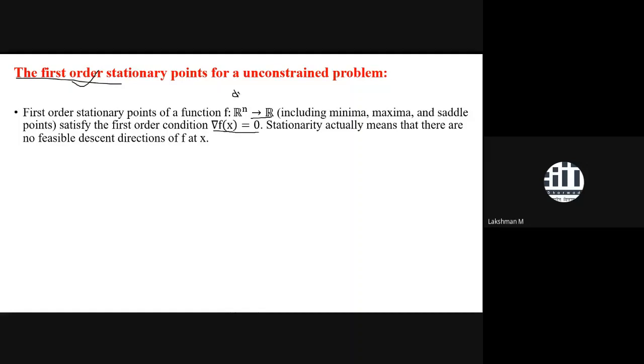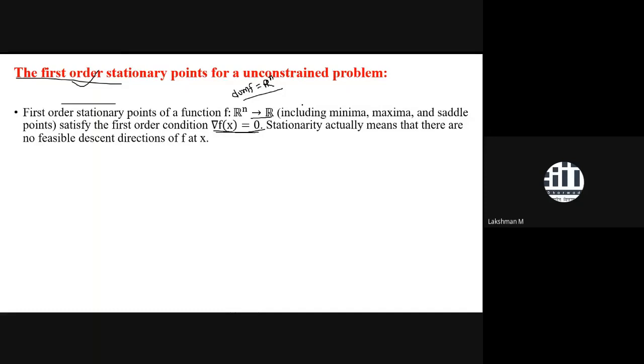Remember that the domain of the function is complete Rn. If the domain is not complete Rn, then we can't say that the gradient would be 0 for a stationary point, because at a boundary point there could be a non-zero gradient. So the domain of this function is Rn, the complete Euclidean space, and that's why this problem is an unconstrained problem. The criterion for being a first order stationary point is the vanishing of the gradient. If the gradient is vanishing, then we can simply say that point is a first order stationary point.